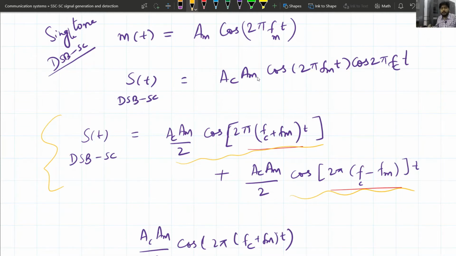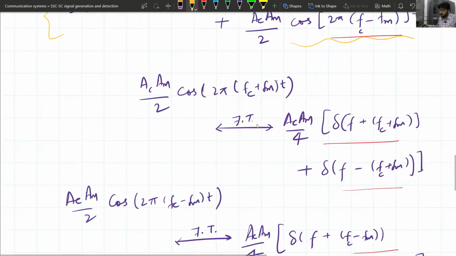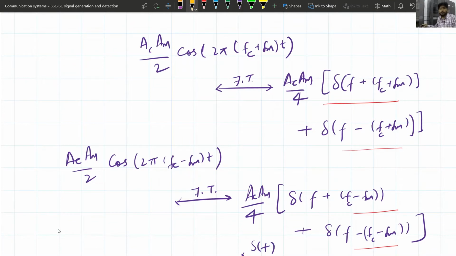Now with the help of SSB, that is the single sideband suppressed carrier signal, we will be able to transfer one of the sidebands only, either the upper sideband or the lower sideband, because both are related to each other symmetrically. So it doesn't matter, either you transmit the upper sideband or the lower sideband.